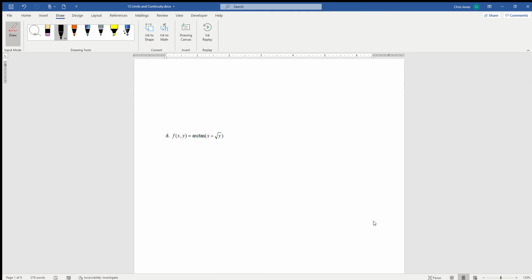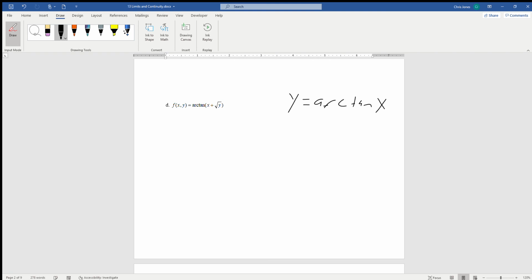A really sneaky problem is this one, arctangent of (x plus root y). The reason it's sneaky is because we have an arctangent. Let's think back to trigonometry. What does y equals arctan x look like? This is about what it looks like. And remember, it does have horizontal asymptotes at negative pi halves and pi halves. So what does that mean? That means x can be any real number.